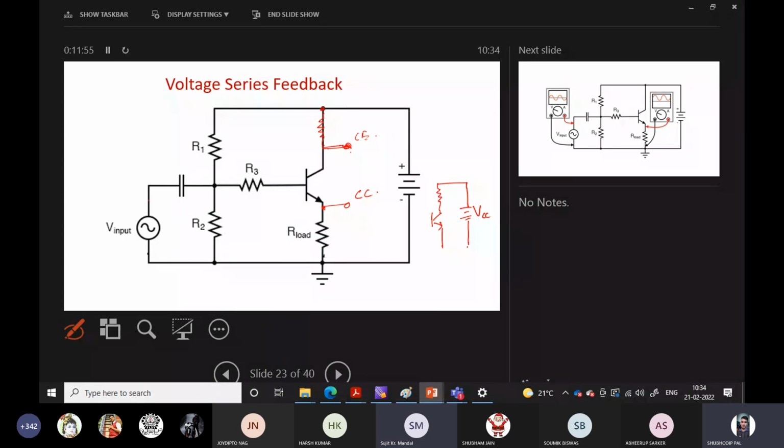Okay. So now here, through the base resistor, the voltage is applied.